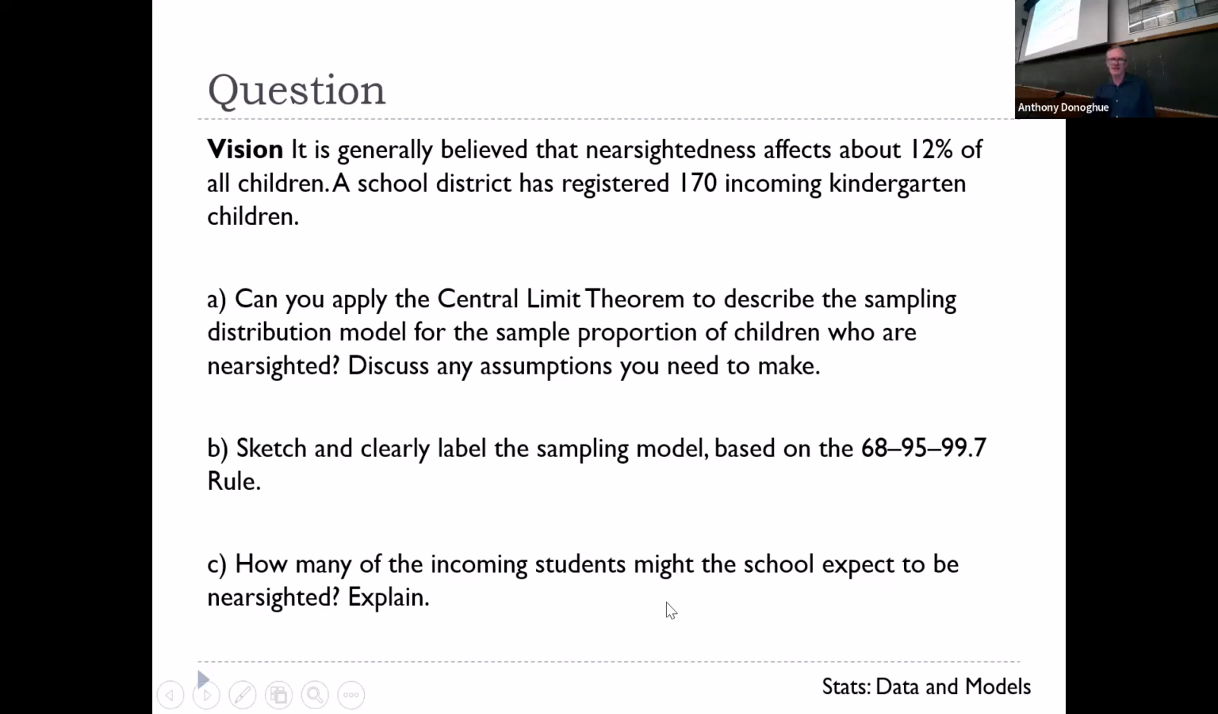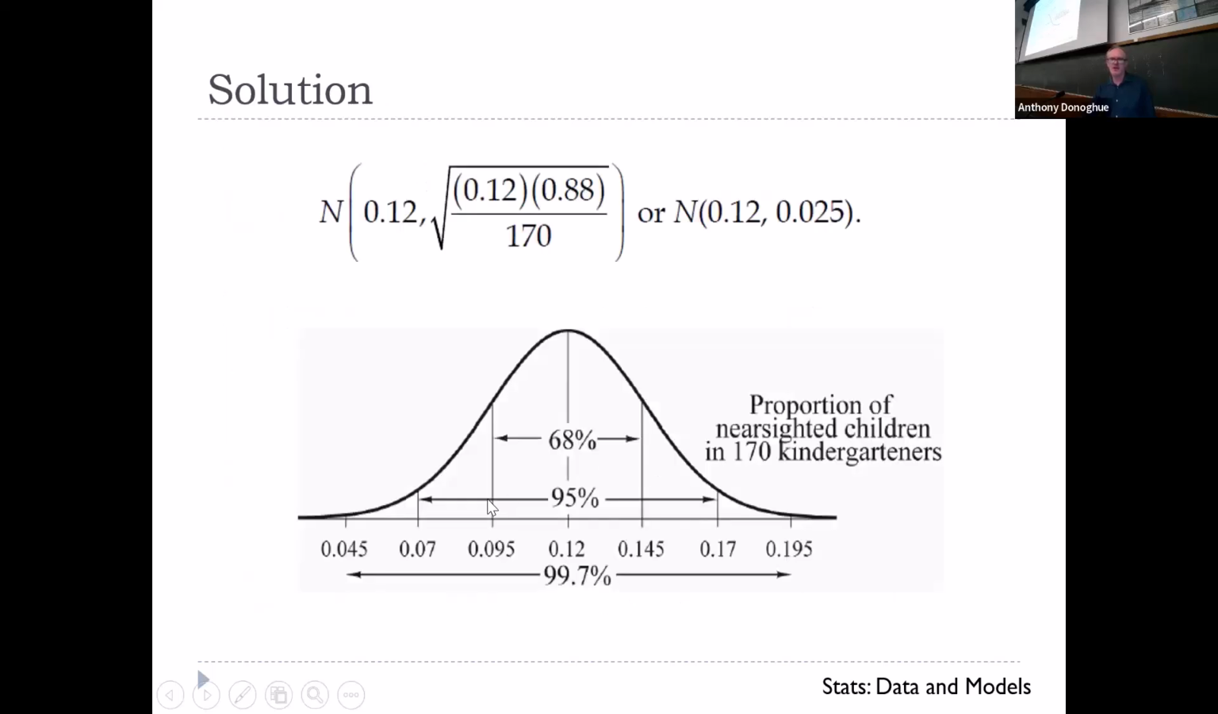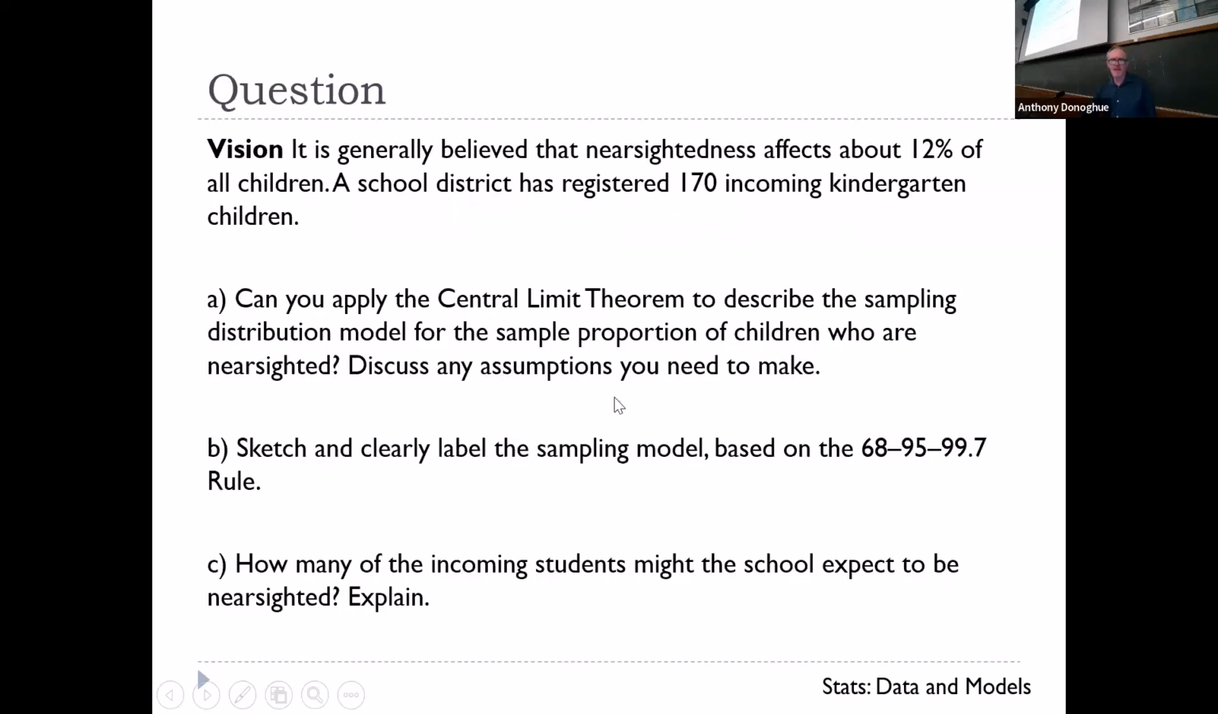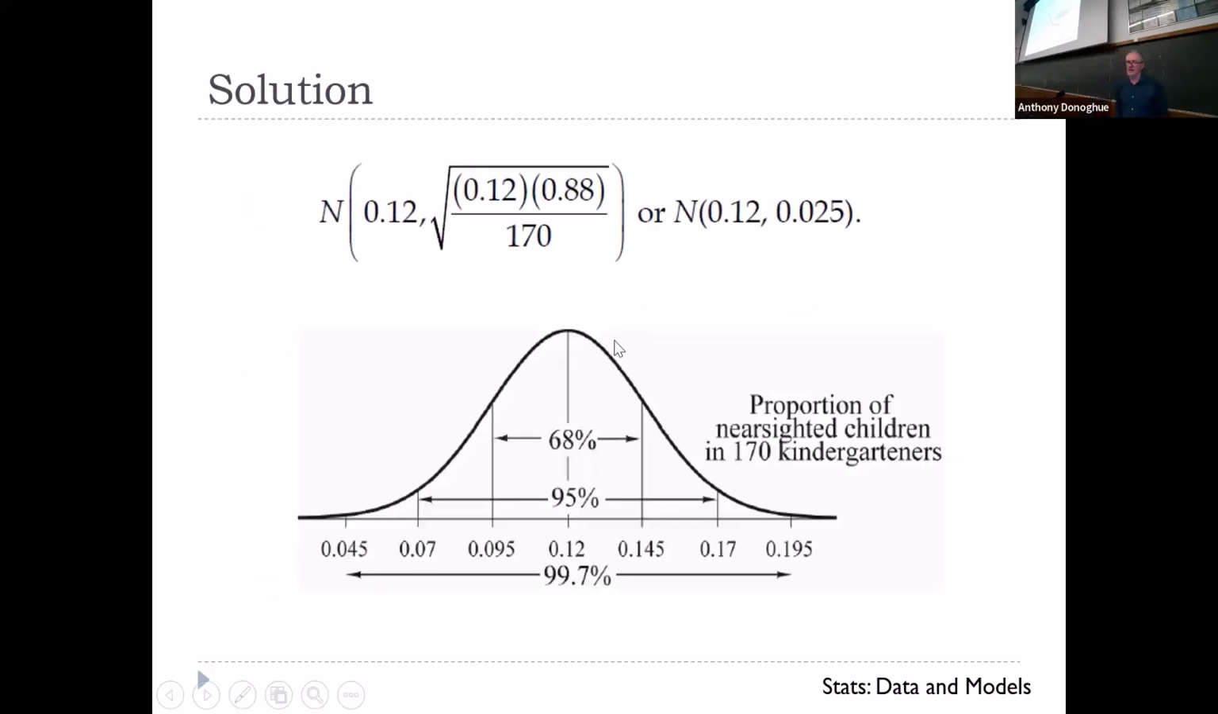If I give a question like that, just go with the 95. Can anyone say, going with the 95, how many of the incoming students, in percentages, or proportions turned into percentages, might the school expect to be nearsighted, where there are 170 incoming kindergarten students? How many of them should they expect to be nearsighted, given that in the population there's 12%? In what range of values would you expect? Yeah, exactly. So I'm going with the 95. Yeah, exactly. Thank you.